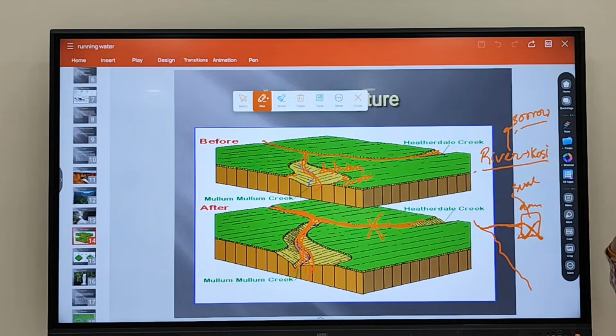Because every year it causes flood. Every year whenever monsoon comes, the river overflows and it causes flood. That's why it is called the sorrow of Bihar. People are not happy. That's why it is called the sorrow of Bihar.